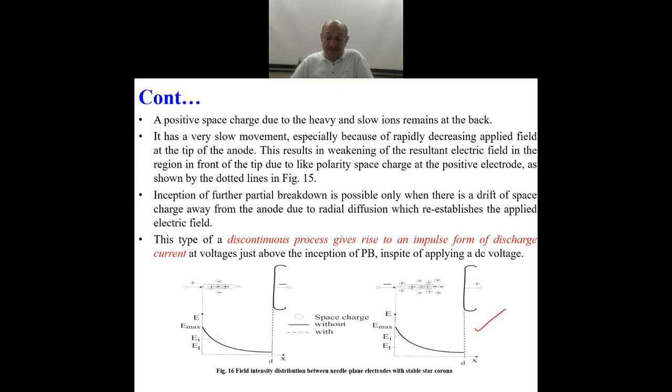In both these figures, as you can see, the electric field, without and with the space charge, is being plotted. What happens in case of negative polarity? At the tail of the avalanche, the positive space charge builds up. Mind you, we are trying to show this with one single avalanche, but there are millions of avalanches taking place there, and that actually gives rise to the space charge. So in the negative polarity electrode, the positive polarity space charge would be formed at the tip of the electrode.